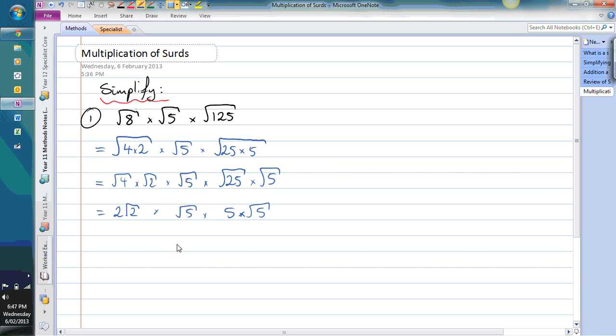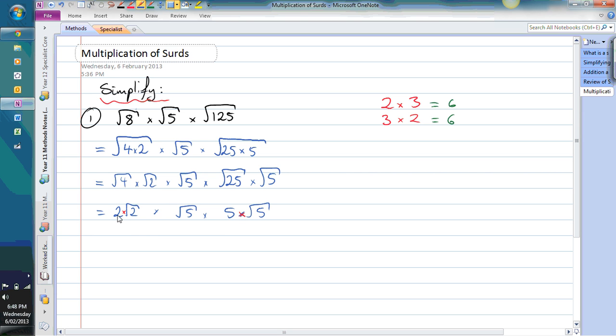Now, when we get things into this form, the best way to think about what's going to happen is the same rule as we talked about earlier, where if you have multiplication, you can swap the order. 2 times 3 and 3 times 2 both equal 6. Similarly, in algebra, we often leave the multiplication signs out. So we've got 2 times root 2 times root 5 times 5 times root 5. We can juggle the order, just like we can juggle the order of any multiplication.